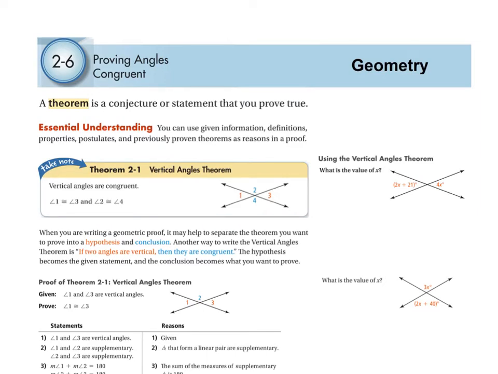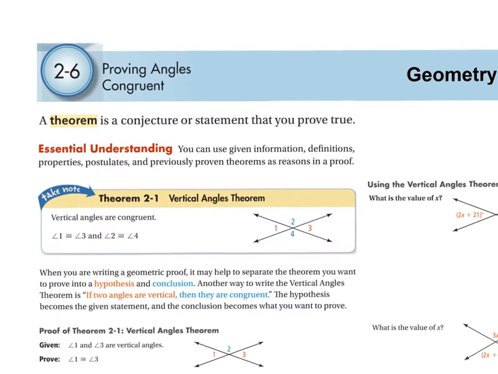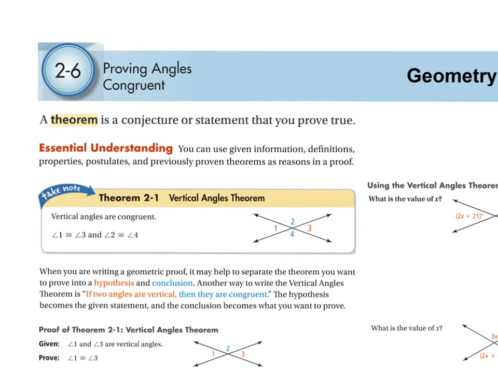All right, so let's talk about section 2.6. This is about proving angles congruent. We're going to add a few more theorems to our list, but that's okay. So first of all, here's a definition if you're wondering what a theorem is. It's a conjecture or statement that you can prove true. So we are actually going to prove a few of these theorems true today.